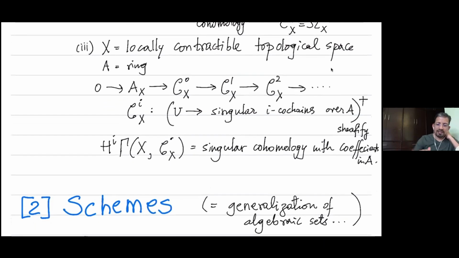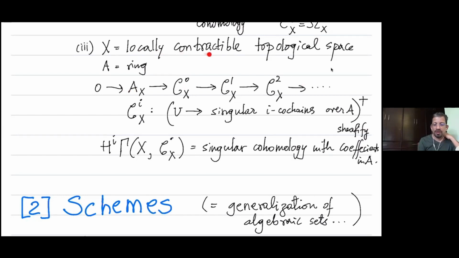A similar example comes from topology. Take a locally contractible topological space, and take a ring A and look at singular cochains defined over A. For every open set, you put singular cochains defined over A, and you get this singular cochain complex. If you're doing it for every open set, you'll get a presheaf, a sequence of presheaves, and in fact you should sheafify them, since they are not guaranteed to be sheaves. So you sheafify them, and then what you get is an exact sequence like this.